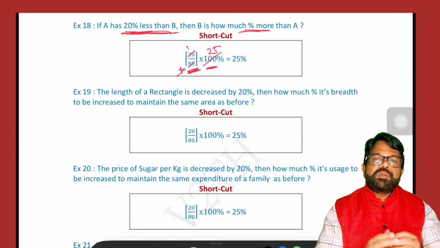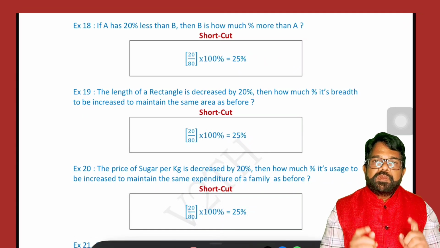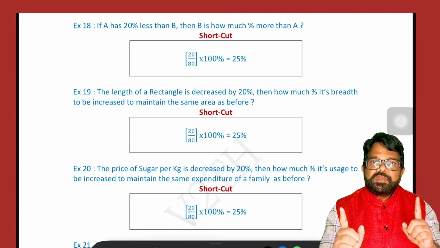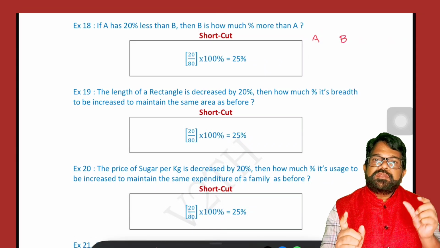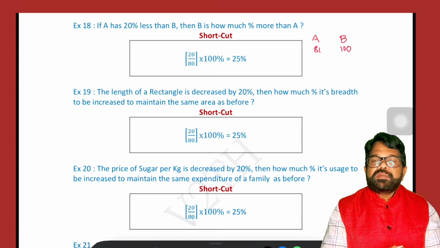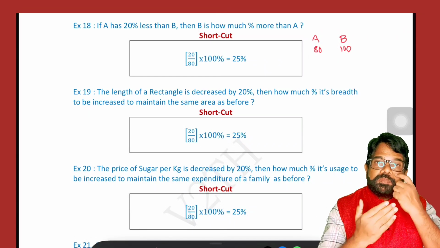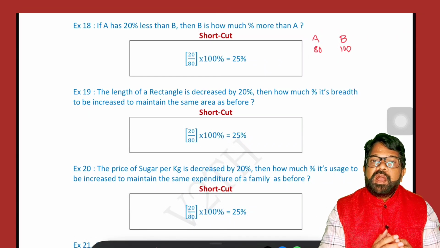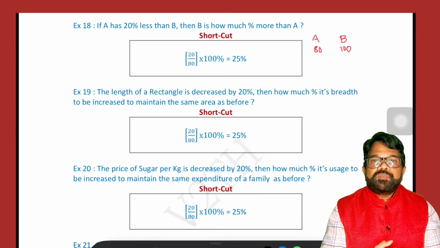Understood? You can prove it practically also. Let the two values be A and B. First take B as 100. A is 20% less than B, so A is 80. A is 80, B is 100. Clearly, B is more than A. But how much percent more than A? How much more here? 20 more.